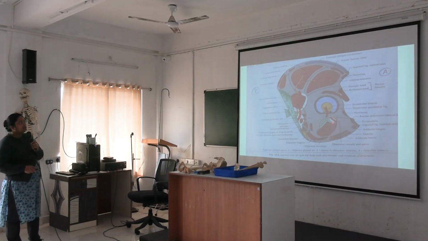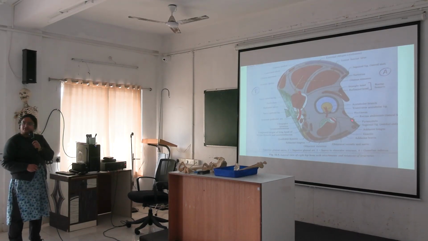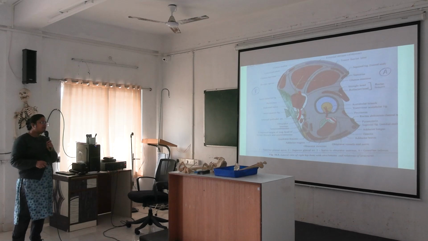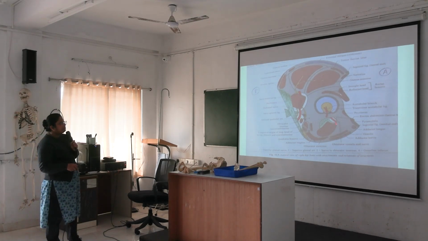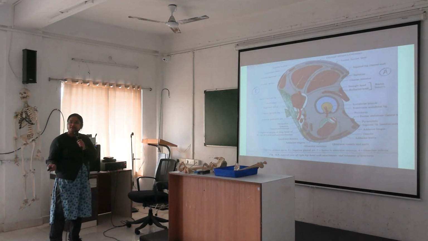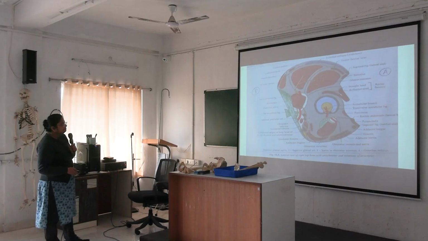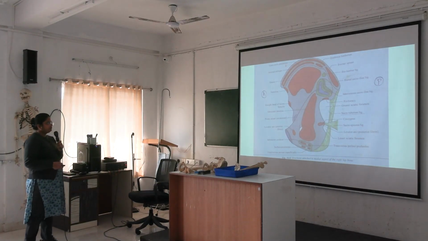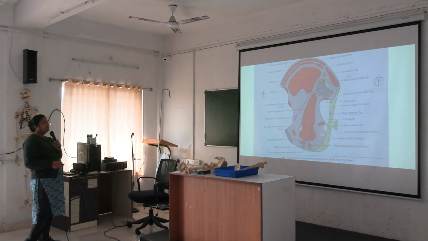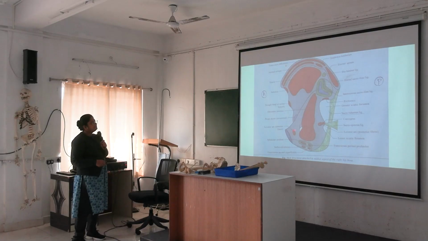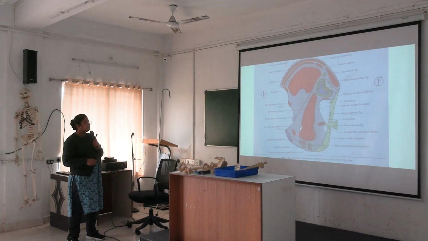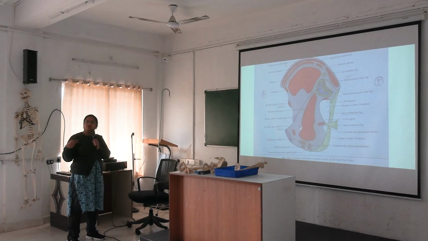Okay, and here is the obturator canal. You can see it at the upper margin of the obturator foramen. Through it pass the obturator vessels and the obturator nerve. Okay, and the inner surface of the ischiopubic ramus is divided into three areas by two ridges.